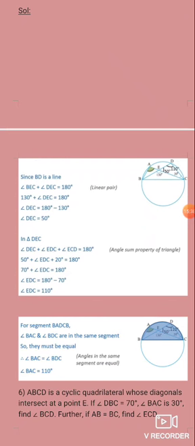Now listen, for the segment BADCB, angle BAC and angle BDC are in the same segment. They are equal. Angle BAC is equal to angle BDC. Angles in the same segment are equal. So angle BAC is equal to what? 110 degrees. Clear?